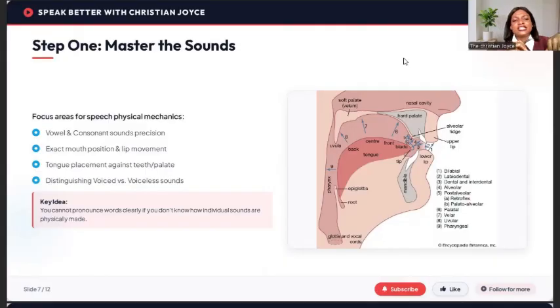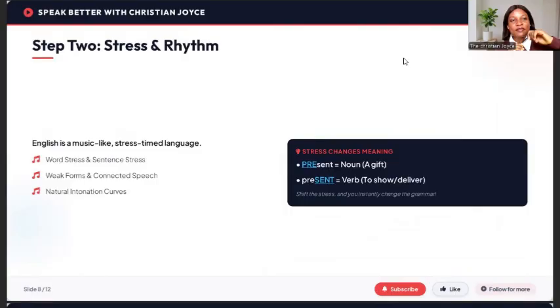So the key idea is you cannot pronounce words clearly if you don't know how individual sounds are physically made. So you have to learn how to pronounce the sounds, master them. That way you'll be able to pronounce your words with the right rhythm and stress. It's very easy. Stay with me.